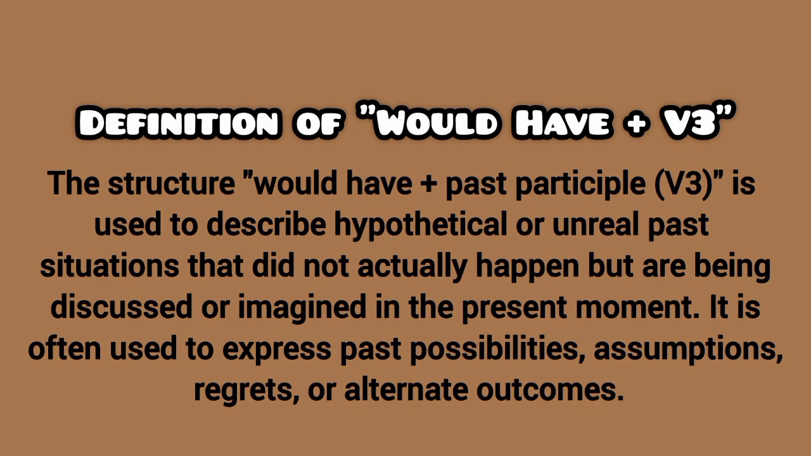The structure would have plus past participle, V3, is used to describe hypothetical or unreal past situations that did not actually happen but are being discussed or imagined in the present moment. It is often used to express past possibilities, assumptions, regrets, or alternate outcomes.